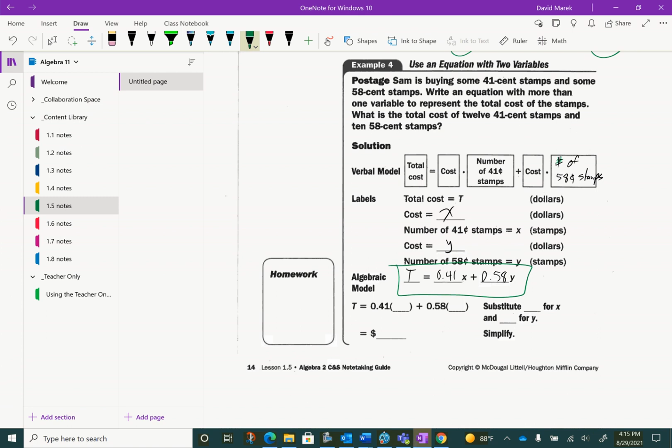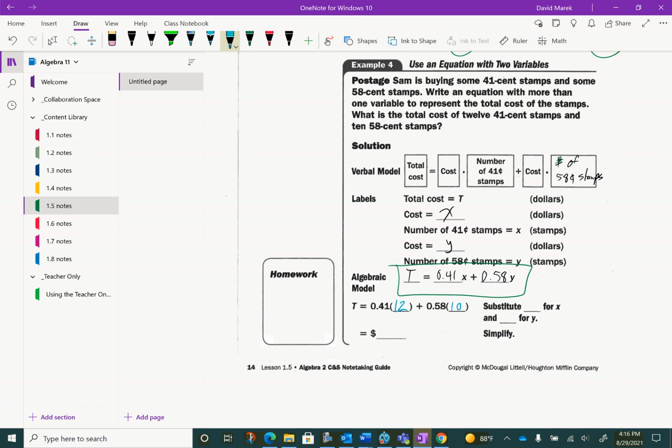Then we can go ahead and do some basic substitution. They tell us up top that he wants to buy 12 41-cent stamps. So we'll take 12 and substitute it there. And 10 58-cent stamps. So we'll put in 10 in place there.